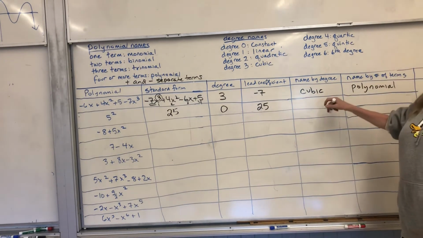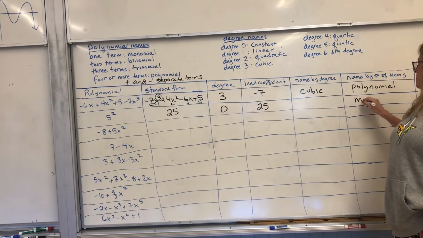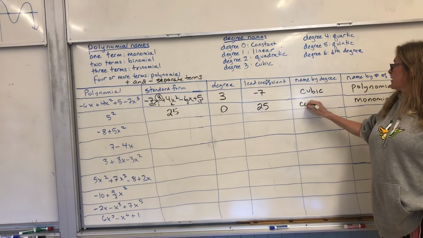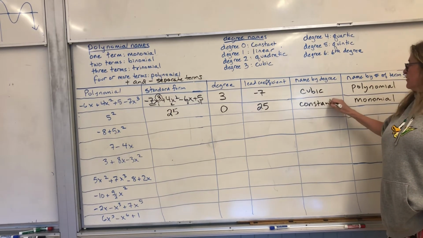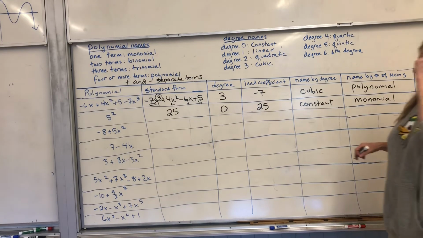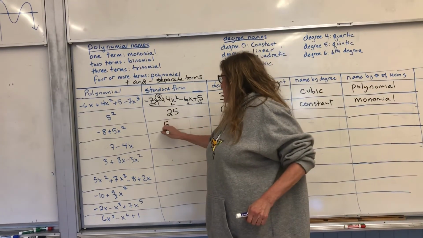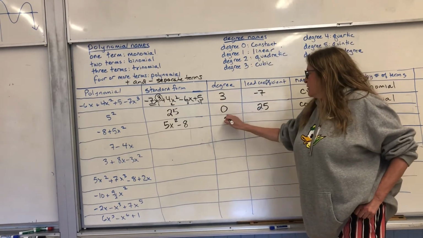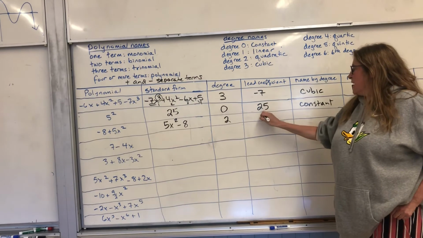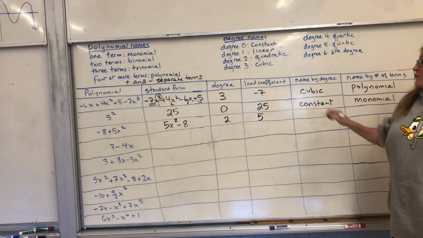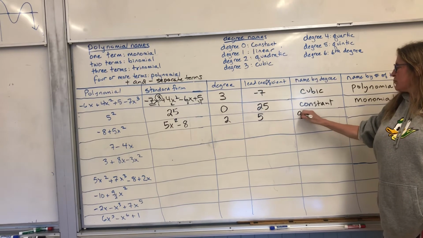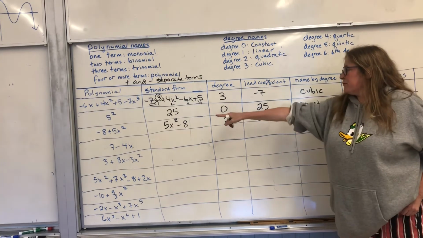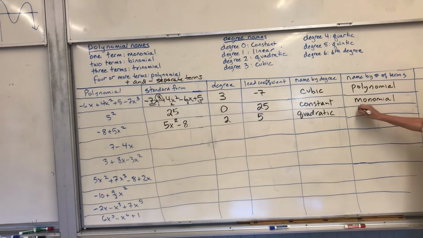Okay, guys, so like we said, there's a single term, so we're going to call it a monomial, and it's a degree of 0. So we're going to call it a constant monomial. Okay, guys, next one, standard form, 5x squared minus 8. The degree is 2, the lead coefficient's 5, and it's a degree of 2, which is quadratic. We know that because we just did a unit on quadratics. Quadratic, and then there's 2 terms, the 5x squared and the -8. So that's a binomial.